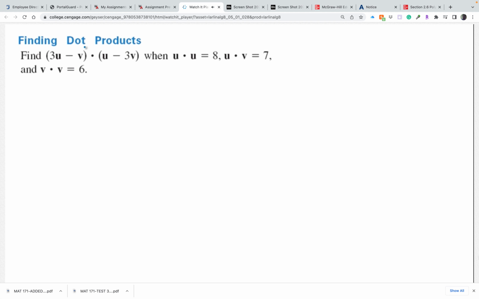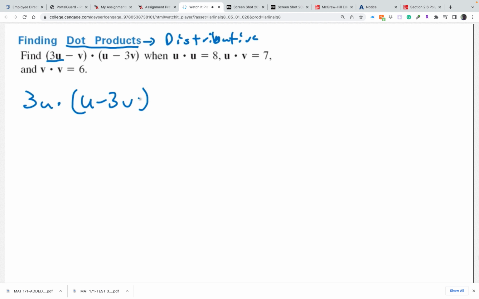So we should note that the dot product does satisfy the distributive property, which means that we can take this 3u and dot that with the quantity u minus 3v, and then we can take minus v and dot that with the quantity u minus 3v. And so we used the distributive property once, now we'll use it again.